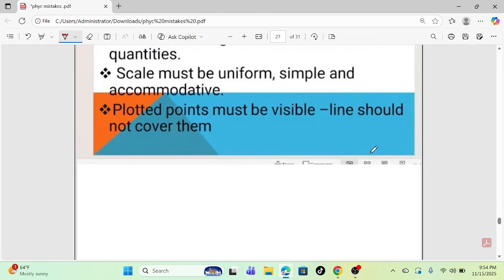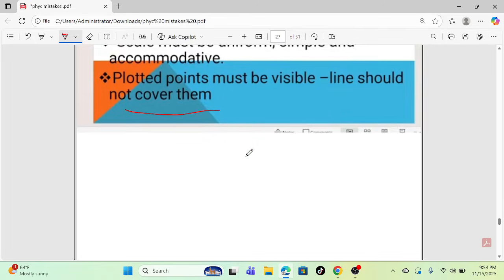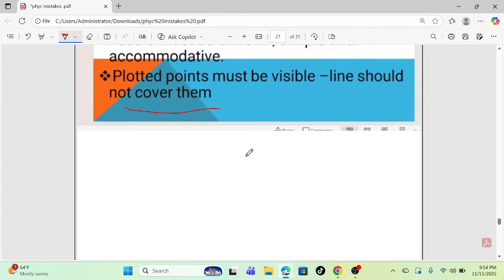The scale must be such that the plotted points must be visible. The line should not cover them. Yeah, the line of the graph should not cover them. So let's make it visible.